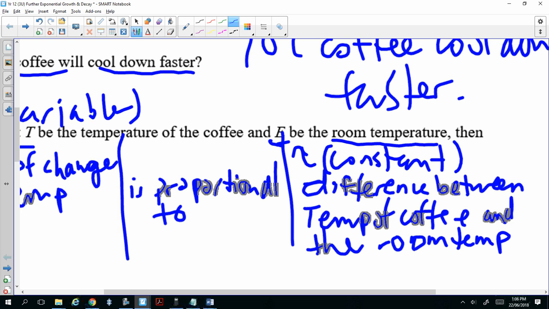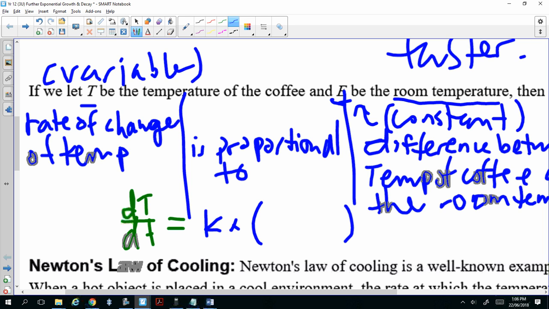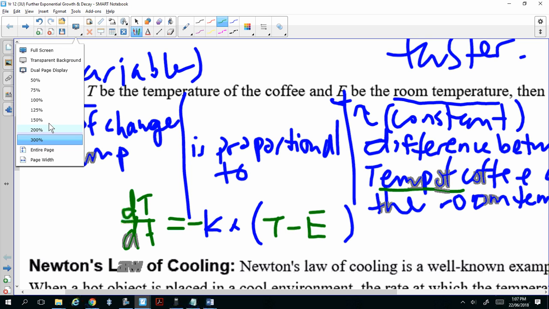Okay, so this is a lot. Well, we can describe it using one equation. So the rate of change is dT/dt. It's proportional to, which means you're going to multiply by k times the difference between the temperature of the coffee and the room temperature. And because it's cooling down, the temperature is decreasing, we have a negative in front of k. Okay? So this is a way of describing the change.